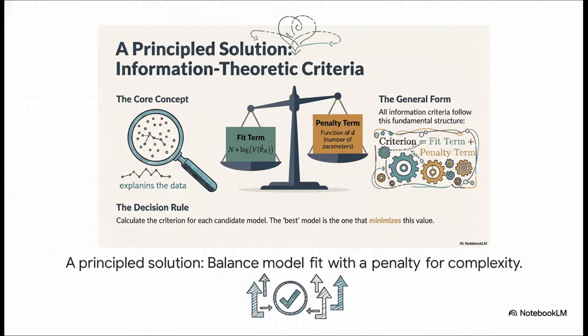The solution is to stop guessing and be principled about this. We need a formal method for making this judgment call, and the answer comes from something called information theory, in the form of selection criteria. The core concept, which is beautifully illustrated by these scales, is that we have to balance two things. On one side, we have a fit term that measures how well the model explains the data we see. But on the other, we have a penalty term that punishes the model for its complexity. The best model is simply the one that minimizes the total of these two terms.